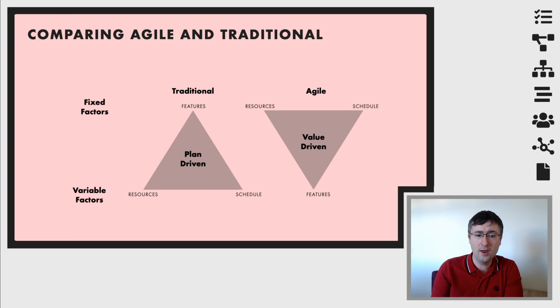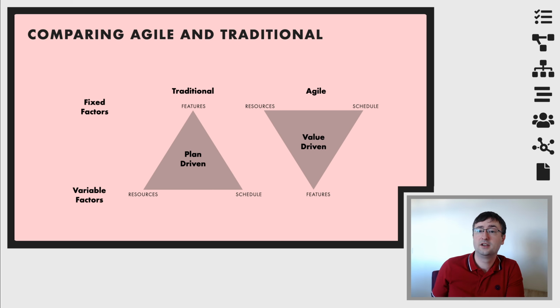So when we're comparing between traditional projects and Agile projects, we can think about them in terms of the fixed factors, and we can think about them in terms of the variable factors that exist. In terms of the fixed factors of traditional projects, well, the features are fixed. These are the things that have to get done. Okay. In terms of an Agile project, well, the resources are fixed. This is the amount of money you have, and the schedule is fixed. We will be releasing at 1 month intervals.